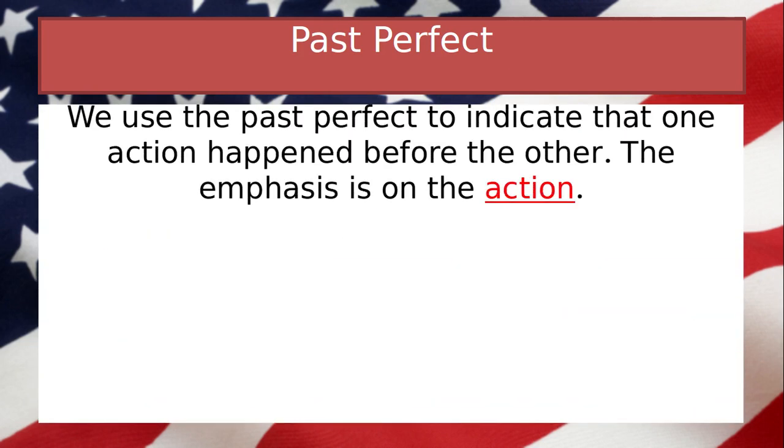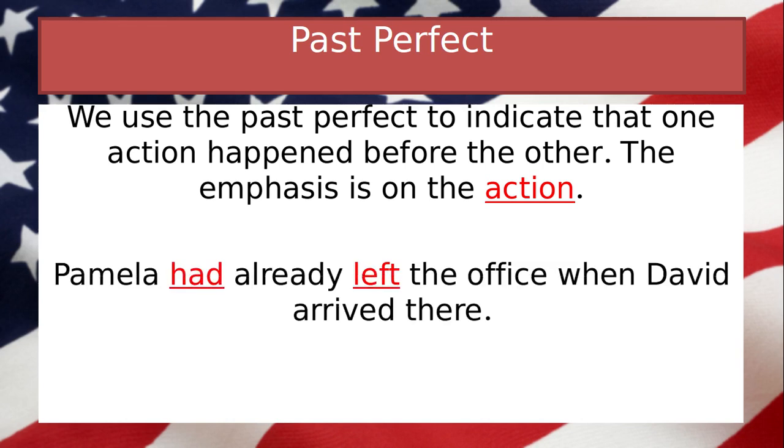We use the past perfect to indicate that one action happens before the other. The emphasis is on the action. Let's remember that the structure for the past perfect is had plus the third conjugation, or the past participle. So we have some examples.